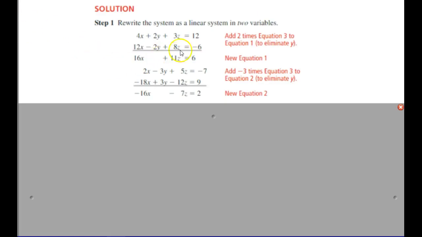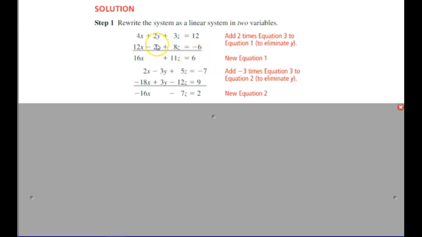Okay, so that's why I did that. I multiplied that entire third equation by 2. Now I'm going to add my two equations. When I add 4x plus 12x, I get 16x. My positive 2y plus a negative 2y gives me 0, so that's gone. Now I have 3z plus 8z gives me 11z. And then I have 12 minus 6, which is 6.